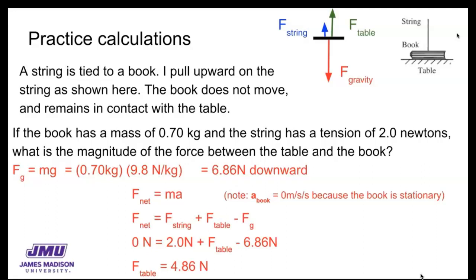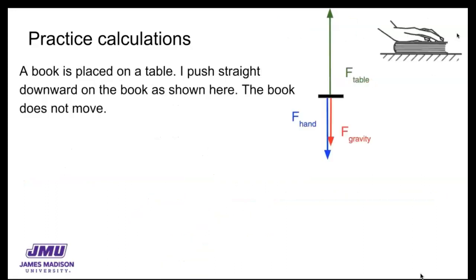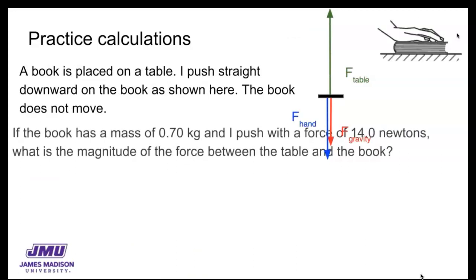Let's try one of the other questions that we had a free body diagram of and make sure we can calculate the same type of thing here. In this question, we want to know if the book has the mass of 0.7 kilograms and I push with a force of 14 newtons, what is the magnitude of the force between the table and the book? I'm sorry that the free body diagram and the words are kind of bleeding over each other there. I hope you can make out what it's saying.